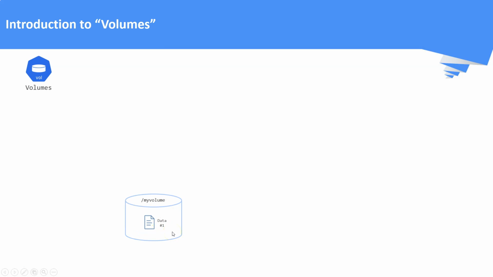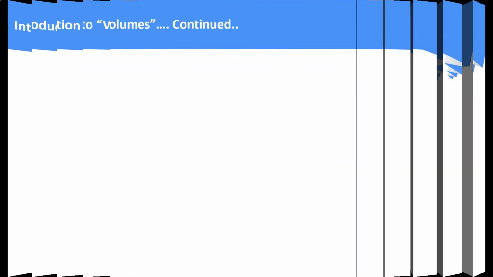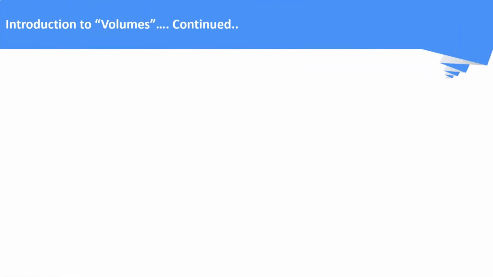A volume can be created and mounted in multiple containers also, as shown in this picture. Data that is created by container number 2 and container number 3 will both be persisted within these volumes. Also, a pod can use any number of volumes simultaneously. The data that is stored in the volumes can also be reclaimed by other pods.